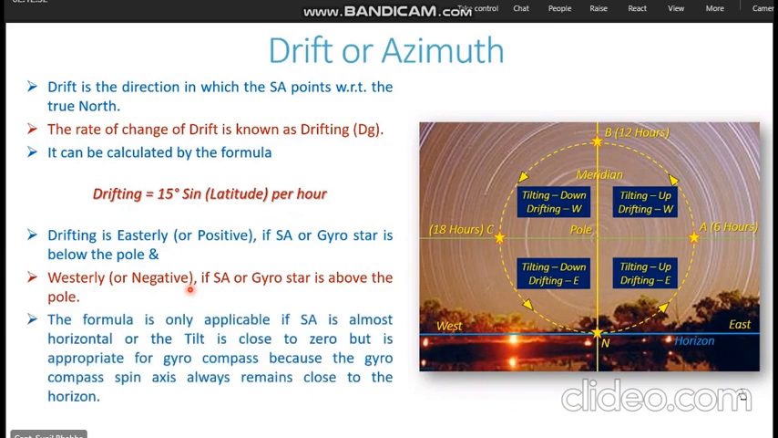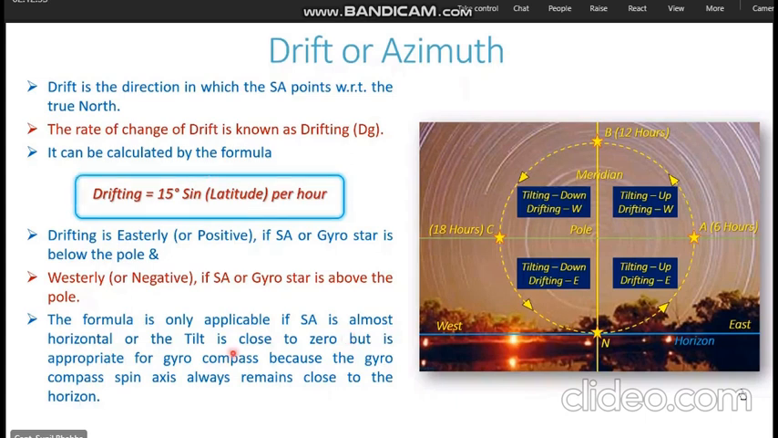Now, not required in the understanding of the gyro compass, but just for your information, this formula seems to be very simple. Drifting given by 15 degrees sine of latitude per hour. Now there is one restriction or limitation of this formula. This formula is only applicable if the spin axis is almost horizontal or the tilt is close to 0, or the spin axis is pointing close to the horizon.